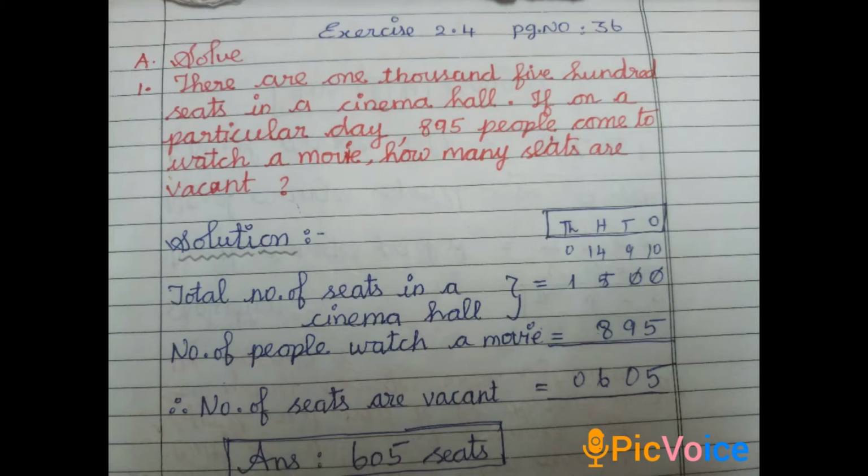10 minus 5 is 5. 9 minus 9 is 0. 4 minus 8 is not possible. Get the borrow from the thousands place. So it becomes 14. 14 minus 8 is 6. Thousands place, no number at all, so it becomes 0. So the answer is 605. So 605 seats are vacant on the particular day.